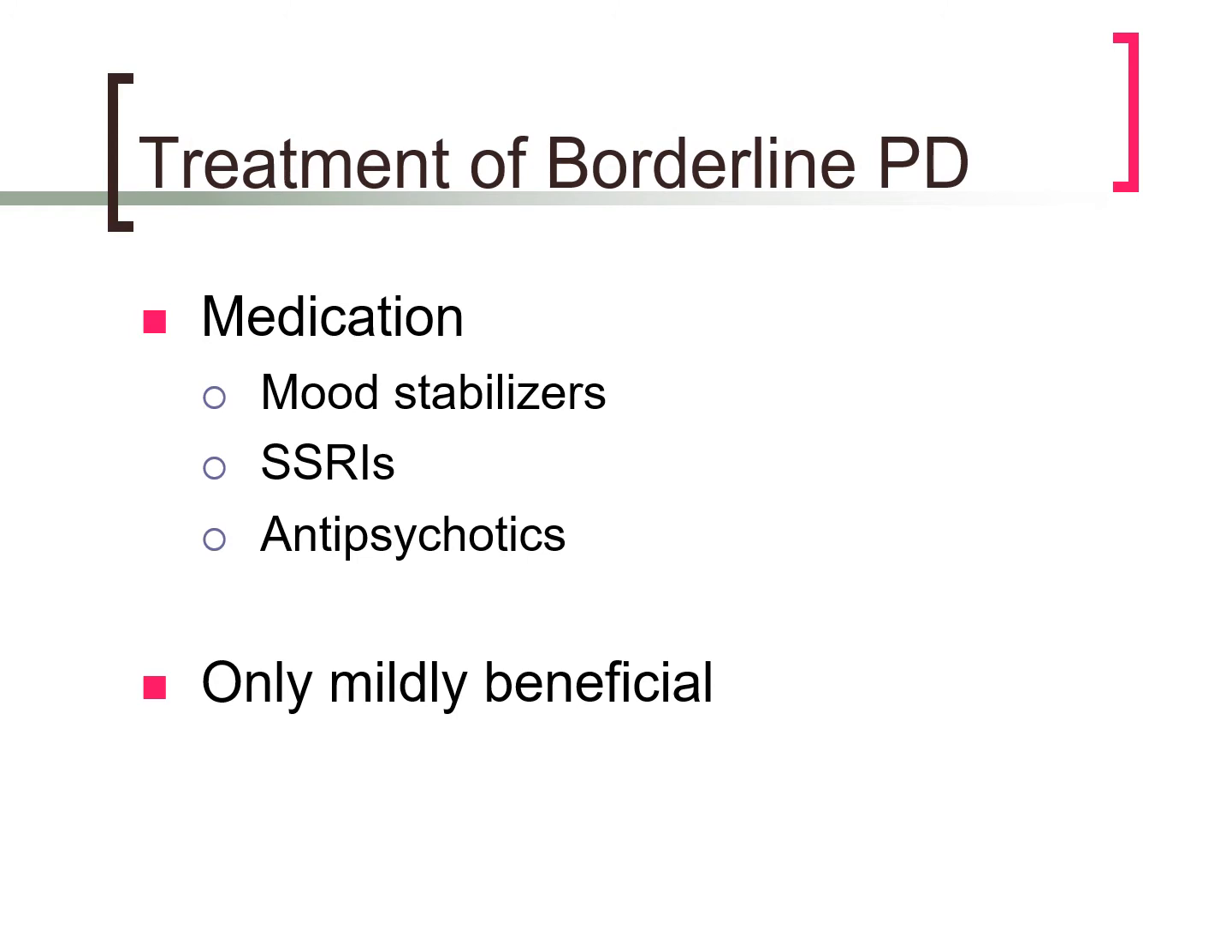Medications may be prescribed for individuals with borderline personality disorder, but they are only mildly effective and only treat specific symptoms of the disorder, not the disorder overall. Mood stabilizers, like those prescribed for bipolar disorder, may be prescribed to help with irritability and aggression. SSRIs may be prescribed to help with anger, anxiety, and mood shifts. Antipsychotics may be prescribed if the person is experiencing transient psychotic symptoms.